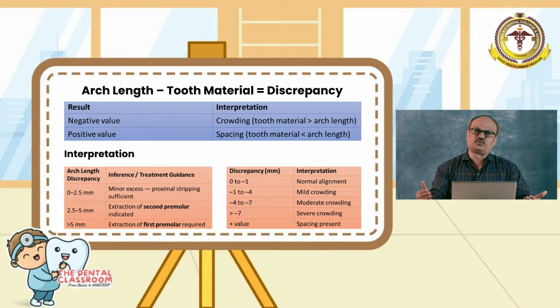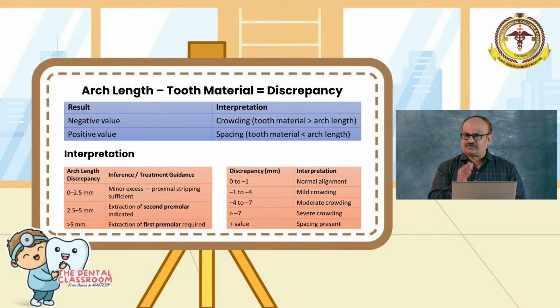Now it is 0 to 1 millimeters. It is considered as normal alignment up to 1 millimeter. If 1 to 4 millimeters is there, mild crowding it is called. You can think about the non-extraction means of gaining the space. What are the non-extraction means? We have proximal stripping, we have distalization, we have expansion.